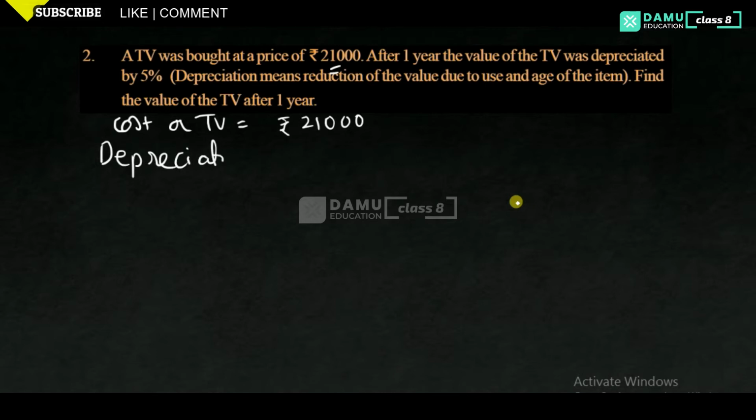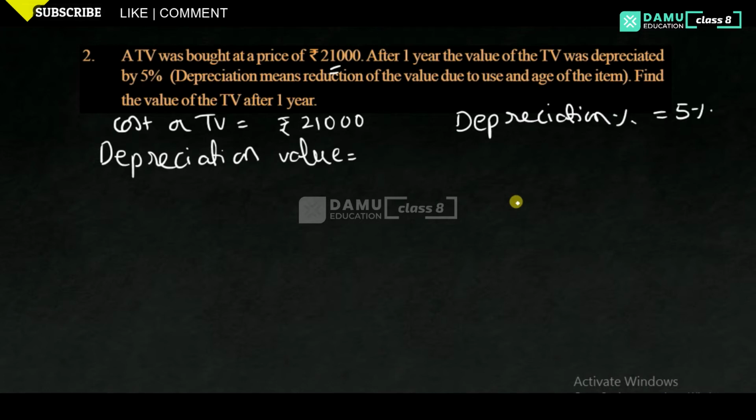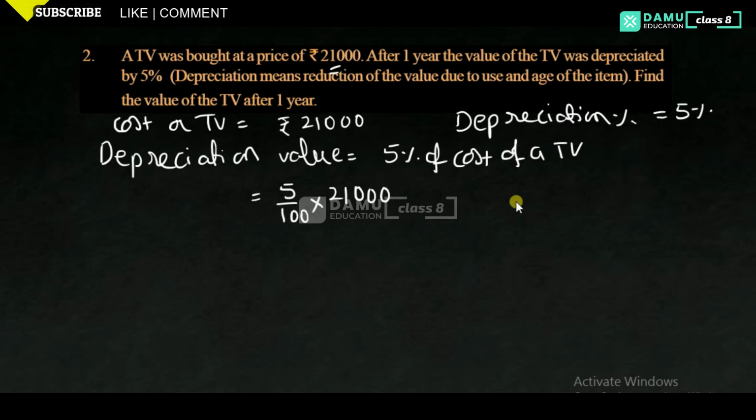The depreciation value will be equal to how much it reduced. It is a percentage, the depreciation percentage, which will be equal to 5%. So the value means 5% of the cost of a TV. So let's take 5% means 5 by 100 into 21,000.